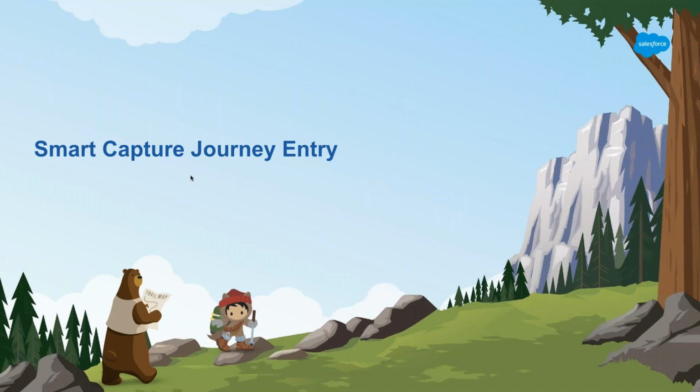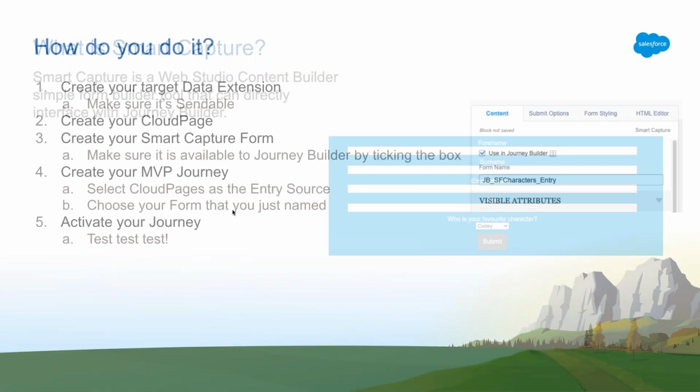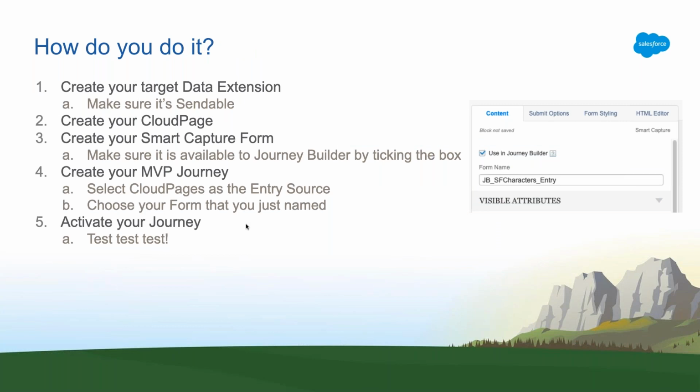So now that we've looked at all of the different ways to look at people that are in the journey, let's look at another way to get people to start the journey. Yeah, so we touched on cross-cloud, and we've touched on data extensions as a way of entering people into journeys. But there is another option that can be quite useful, and that is the use of smart capture forms on cloud pages. Smart capture is a simple form builder tool that will directly interface with Journey Builder if you so choose. So in this instance, we're looking at a form to capture forename, last name, and a favorite character of the Salesforce Trailblazer characters. And in terms of how you do that, there's 5 steps.